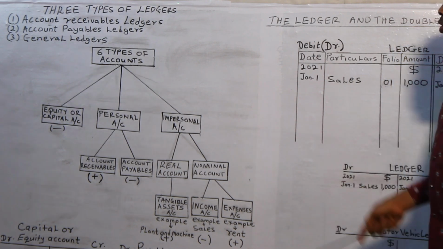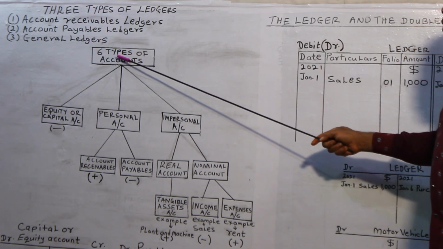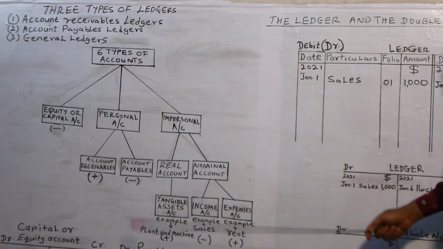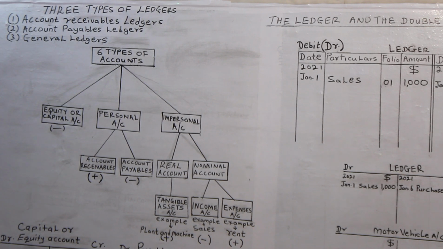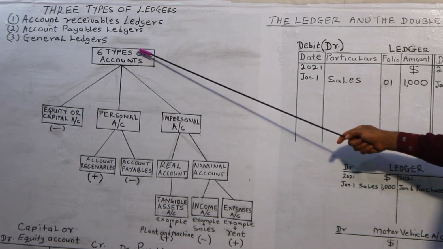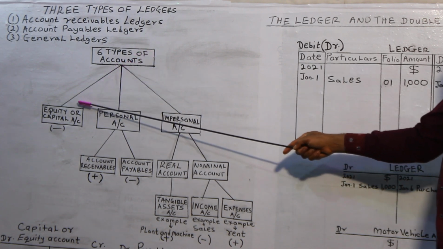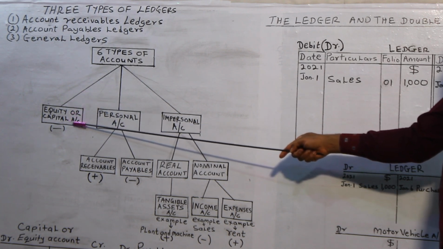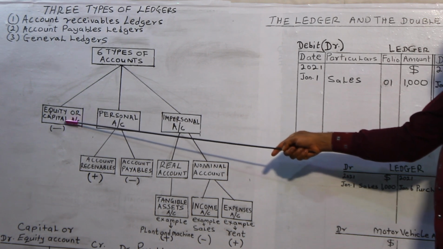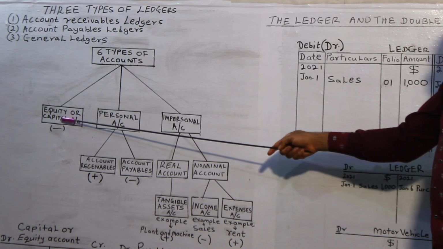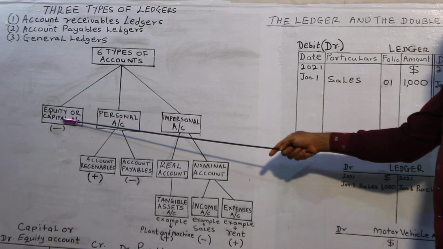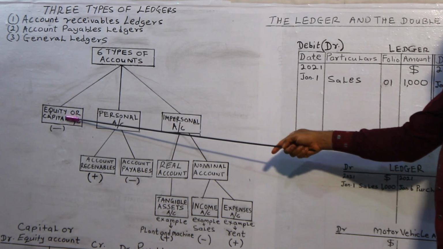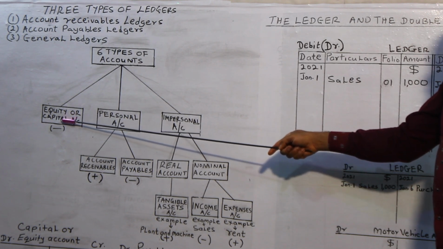So any ledger that does not fall within the realm of account receivable ledgers and account payable ledgers falls under general ledger. So to further explain this, we said we are going to use 6 types of accounts to illustrate more about the ledgers. In these 6 types of accounts, we divided it into 3 parts. We have the equity or capital account, which represents the account of the owners of the business. It is this account that shows how much they invested in the business or how much they reinvested in the business.